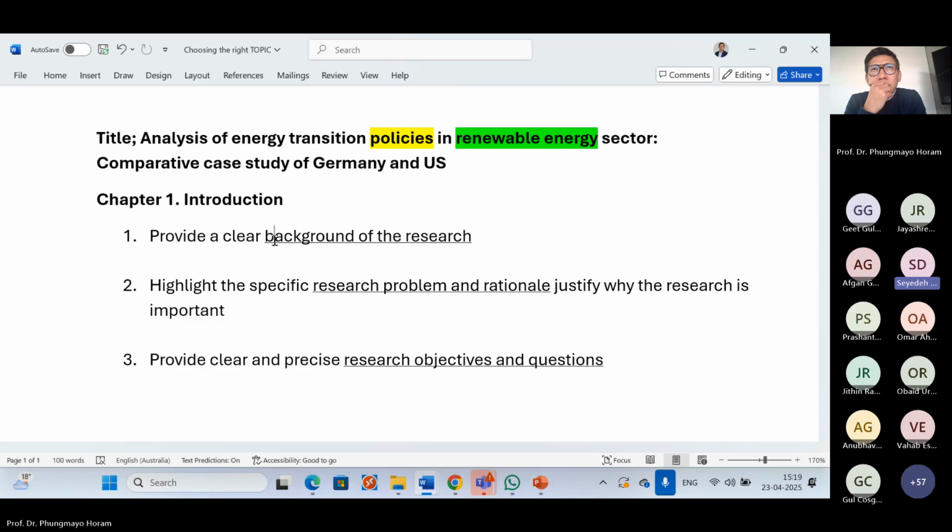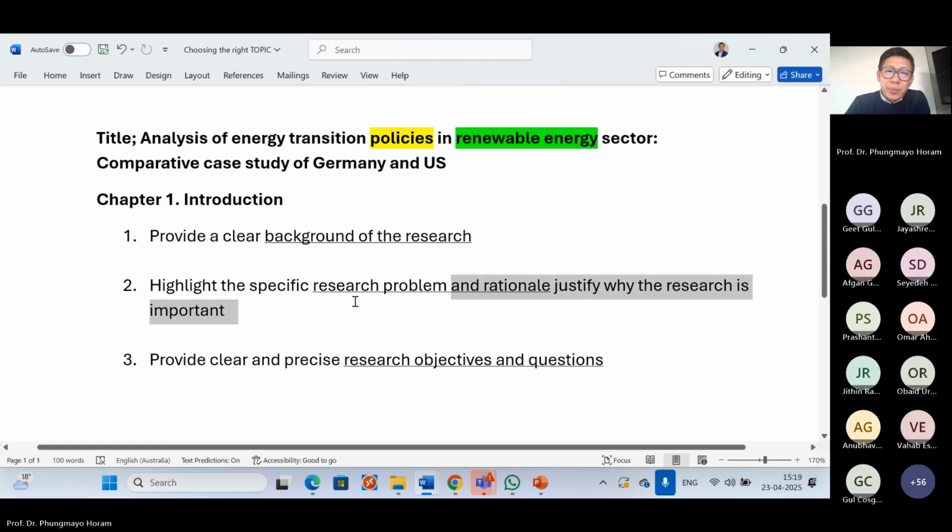The research background here is the concern of energy transition policies, why we want to explore energy transition policy, why it's important. Good. So that's the background, right? The background is, countries are trying to shift to cleaner energy due to climate change. Lots of countries are doing that. That's the background. Now, what is the research problem?